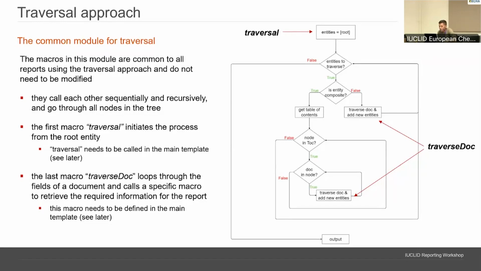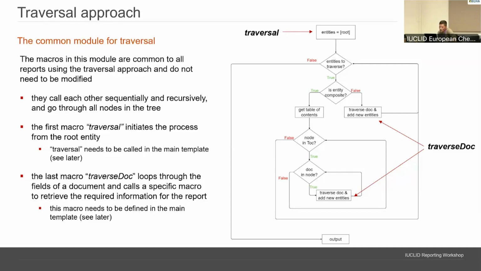Then once the process is initiated, we go into a set of loops as you see on the right. If there's an entity in our initial list, which initially contains the root, then first we need to check if the entity is composite or not. If it's a simple entity, as I mentioned before, it means it's only one document. So we just need to traverse this document. And only if we find new entities there, we would add them to the list to be traversed.